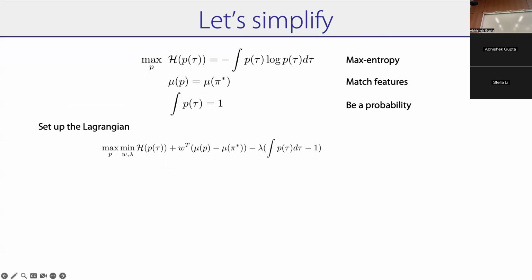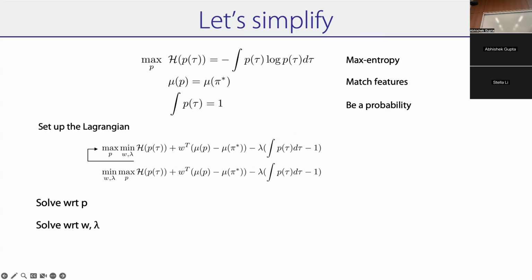Okay, so we're just going to write out the Lagrangian here, and we're going to go through a few steps. The first step is we're going to flip max and min using duality. And then we're going to go through 3 steps. We're going to solve with respect to P, then we're going to solve with respect to W and lambda. Which means we're going to take this objective, take the gradient, and set it to 0 with respect to P. We're going to get a solution for P, substitute that in and solve for lambda, and then substitute that in and solve for W.